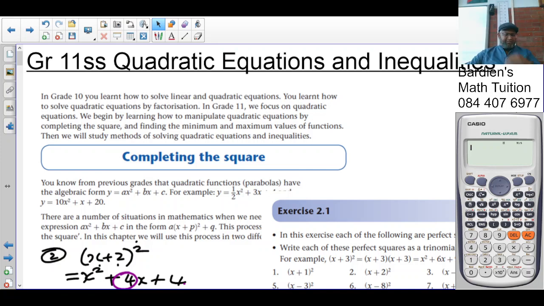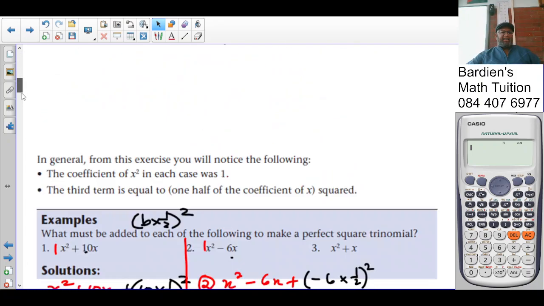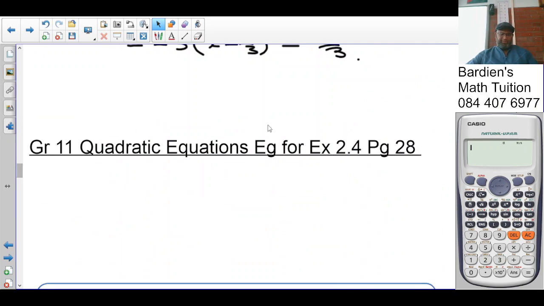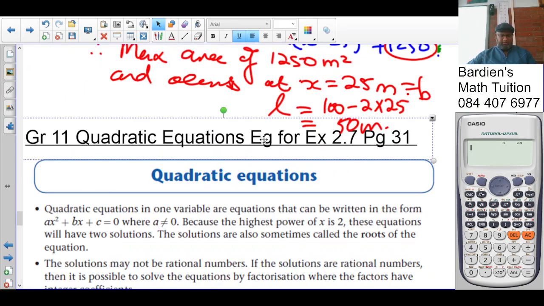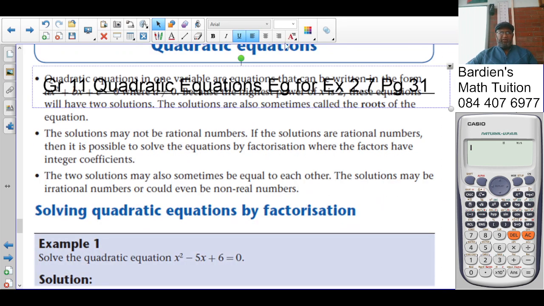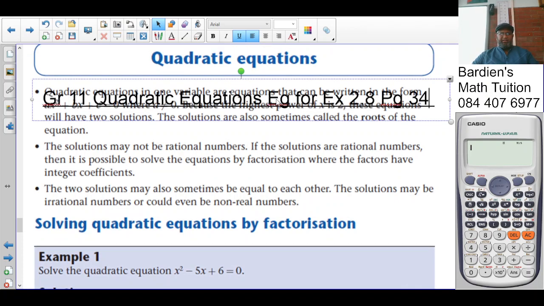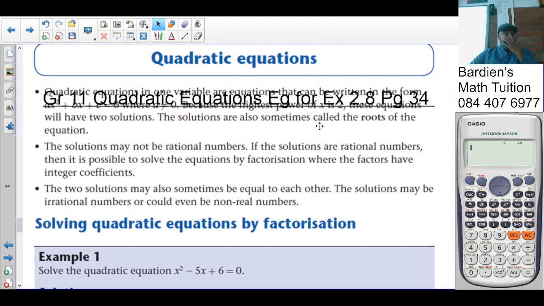Okay, good morning class. So today we're looking at quadratic equations and inequalities. We're looking at exercise 2.8, and exercise 2.8 is on page 34. So quadratic equations is the heading for today.